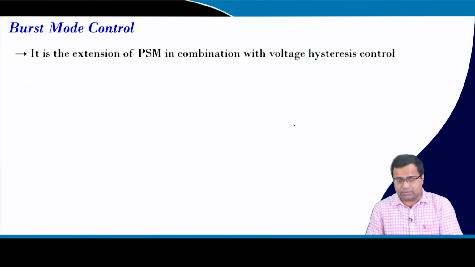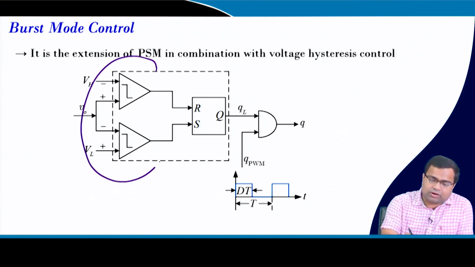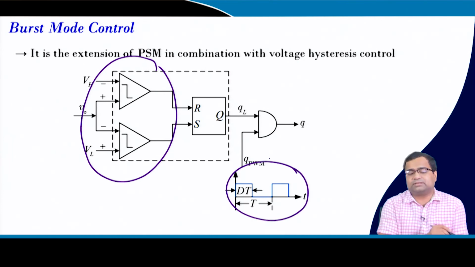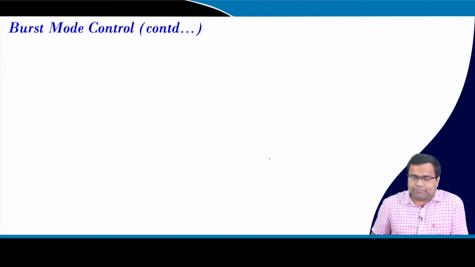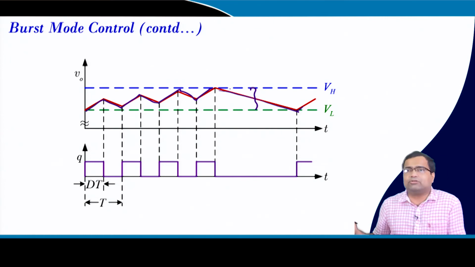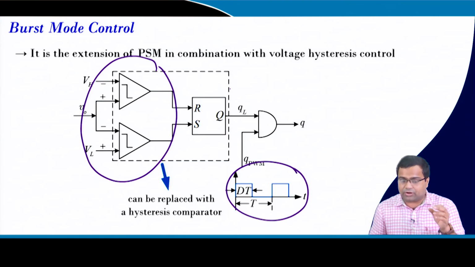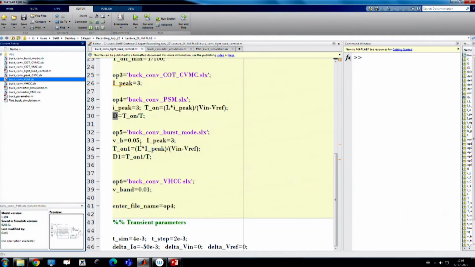Now, the burst mode control takes hysteresis control along with the PWM pulse. If I take the waveform, the output voltage stays within a band. If it hits the peak limit, it will go down. When it hits the lower limit, it gives multiple PWM pulses until it hits the peak limit, and then again it will go down. So, this is called burst mode. It is a combination of hysteretic control as well as PWM control.